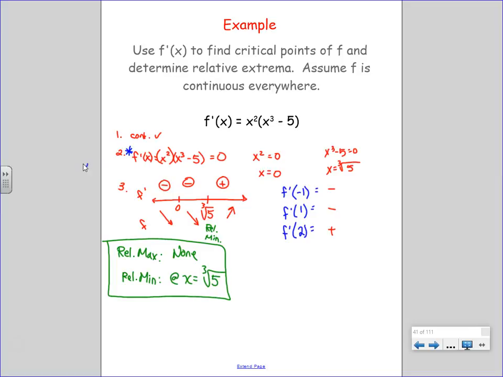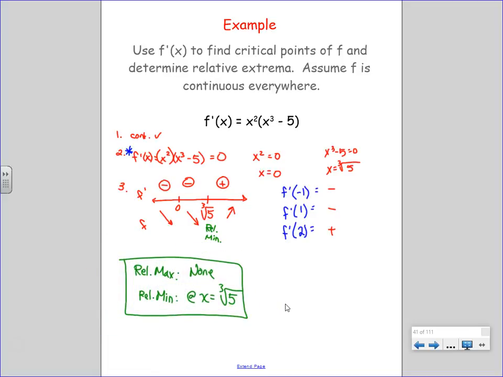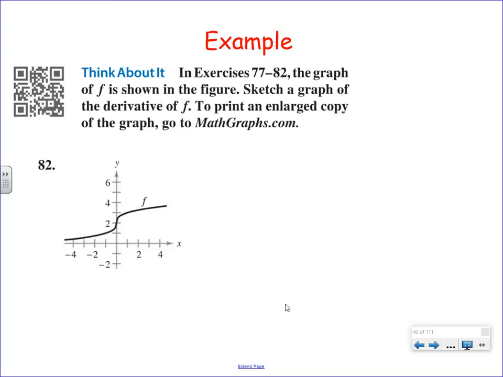Okay, does it all kind of start tying together? Critical numbers and relative extrema from section 1, the increasing/decreasing sign chart from the beginning of section 3.3, and how to test for relative extrema at the end. Uh-oh. Who's this guy? In exercises 77 to 82, the graph of f is shown in the figure. Sketch a graph of f prime. Do we see these at the beginning of the year, when we first started talking about derivatives? We have an f, we need an f prime. Well, how do we do that?